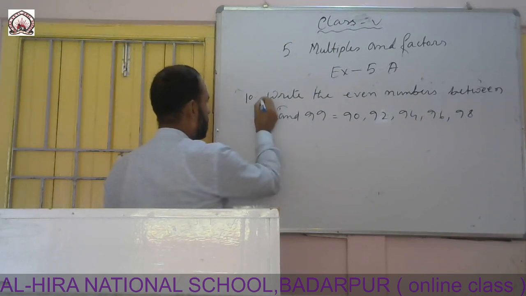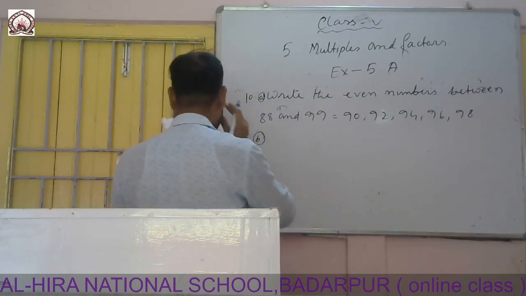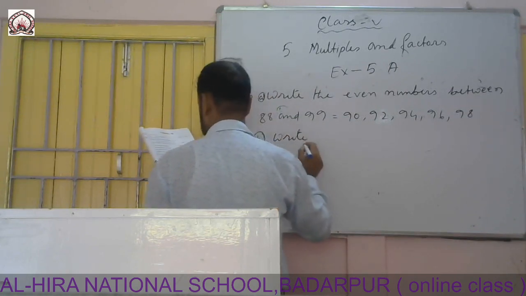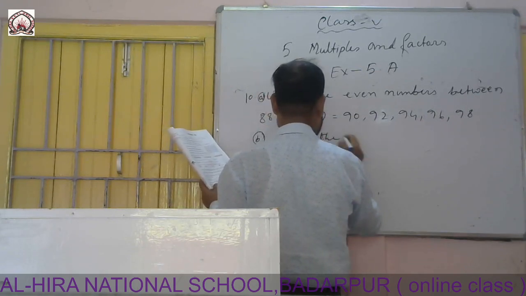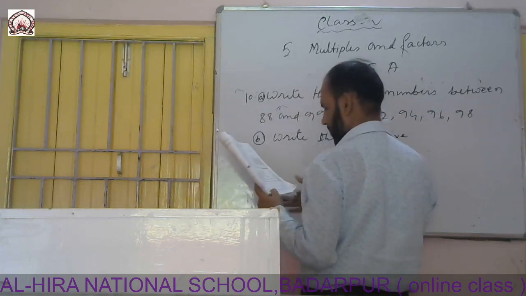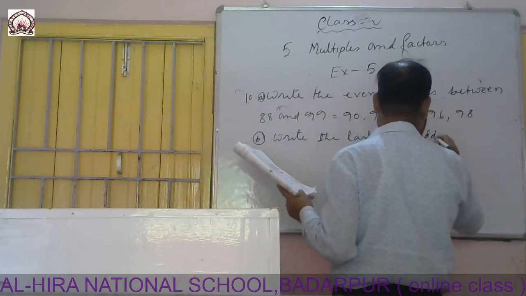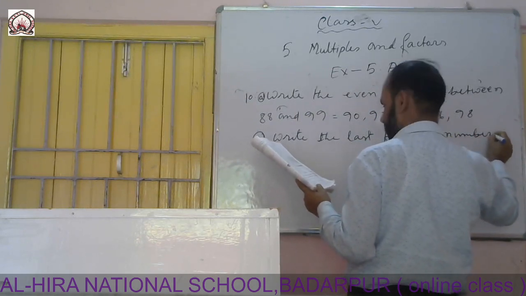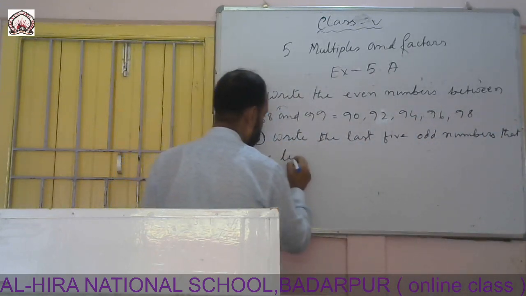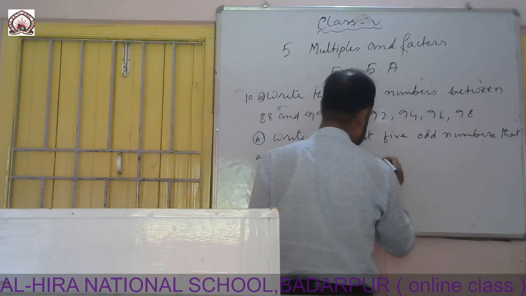Next, question number B. Write the last 5 odd numbers that are less than 900.